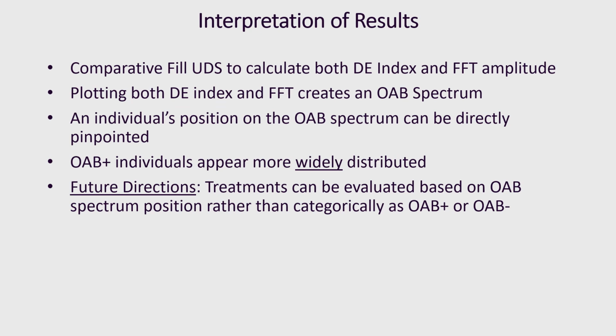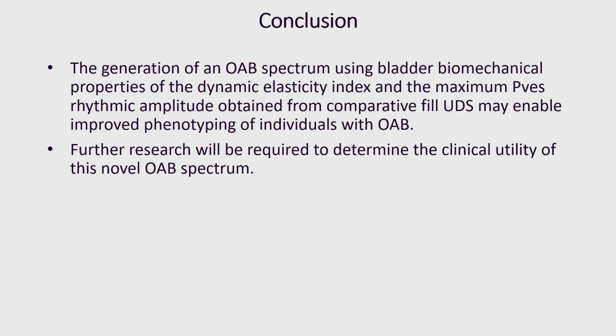Interpretation of the results. Comparative-fill urodynamics was used to calculate both DE and FFT amplitude, and plotting both of these parameters was able to generate an overactive bladder spectrum. An individual's position on the spectrum can be directly pinpointed using this methodology, and OAB positive individuals appear to be much more widely distributed. So future directions, treatments can ultimately be evaluated based on OAB spectrum position rather than simply categorically as OAB positive or OAB negative.